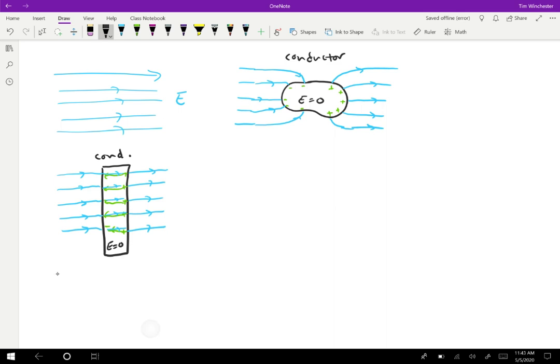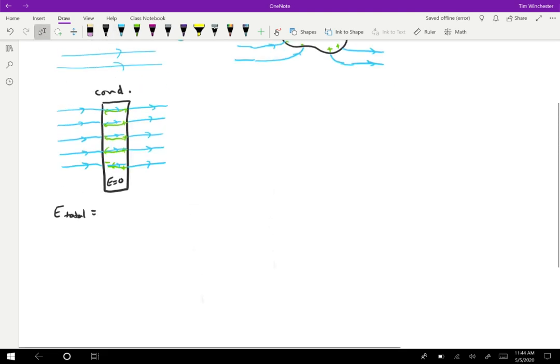So just to write that out, we have E total is going to be E external plus the E internal, so the electric field from the charges, or sometimes we'll call this an induced electric field. So E induced. Okay, so how is that going to be different than what happens inside an insulator?